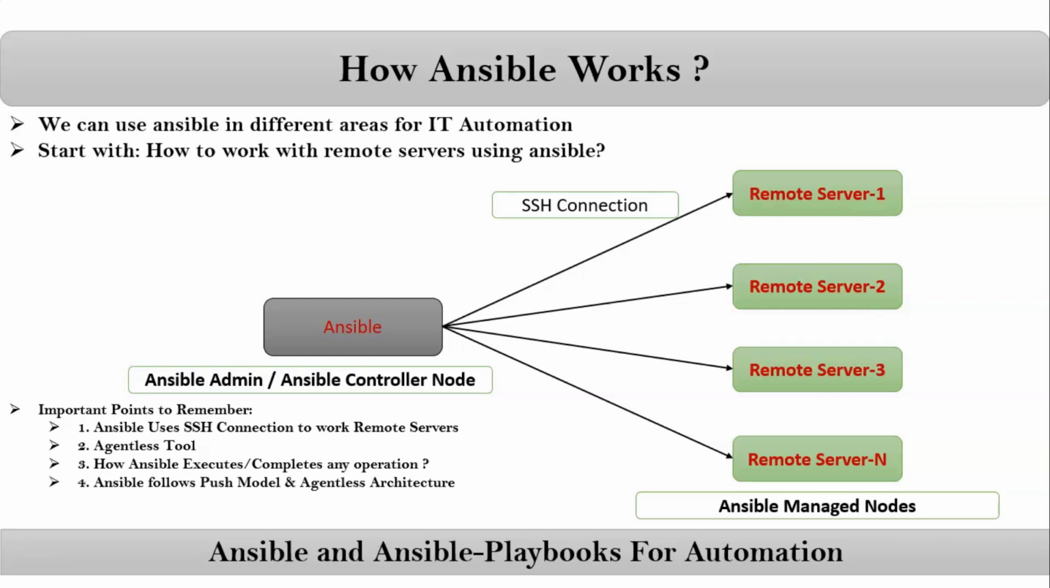So finally, Ansible follows a push model and agentless architecture. We already know why it is called agentless. Now, what is the push model? Just now we discussed that whenever you want to execute any task on your remote server using Ansible, Ansible copies or pushes a small program to the remote server based on your task. That's why it is called the push model. So simply, Ansible follows a push model and agentless architecture. This is a simple explanation about how Ansible works. Okay, thank you.